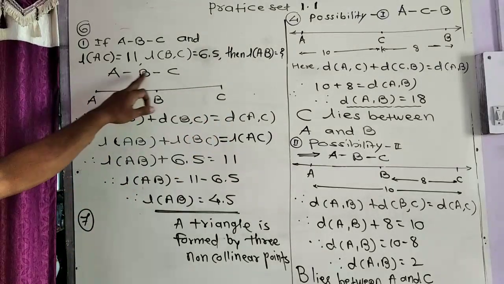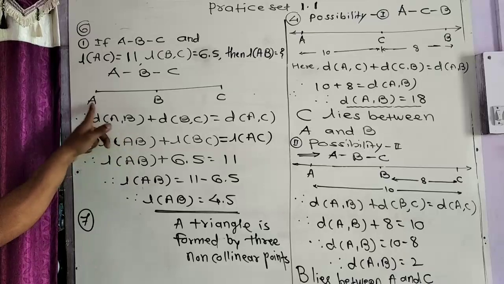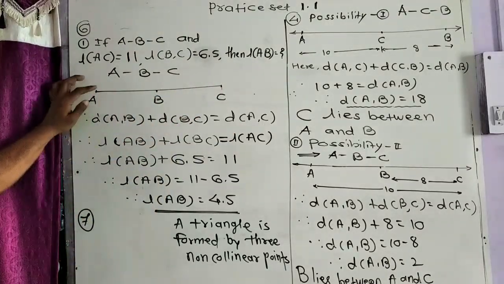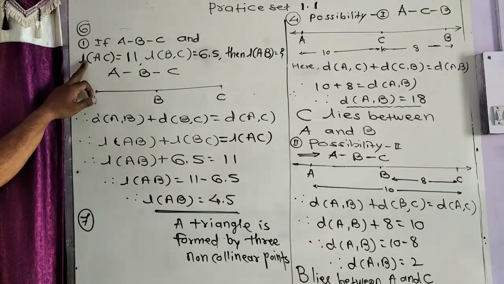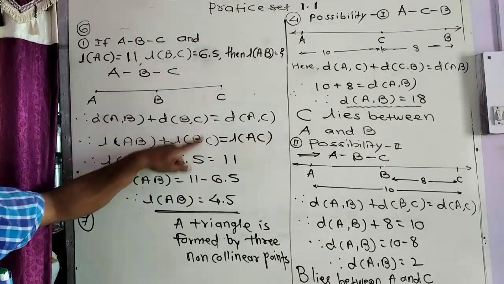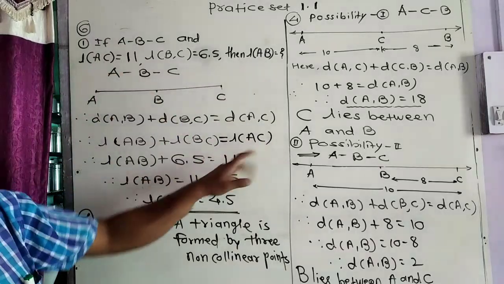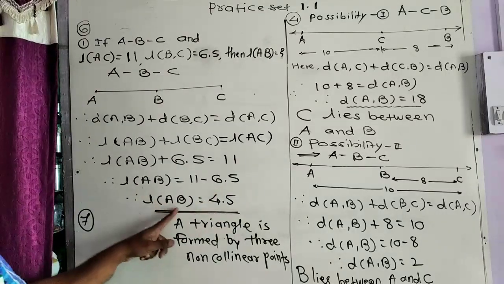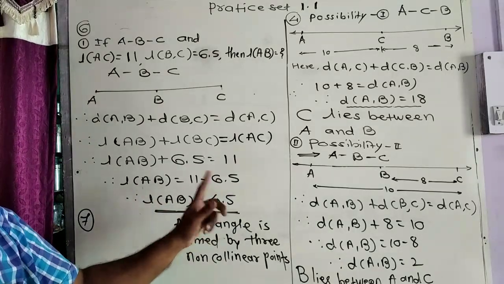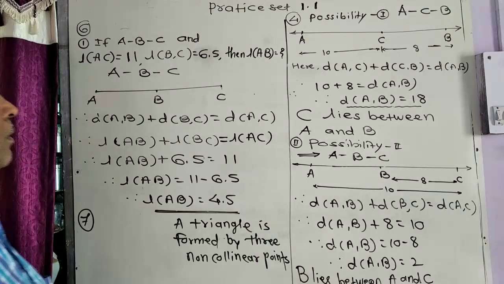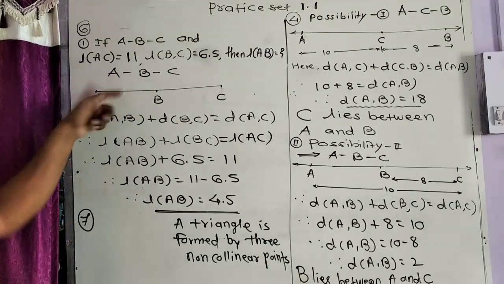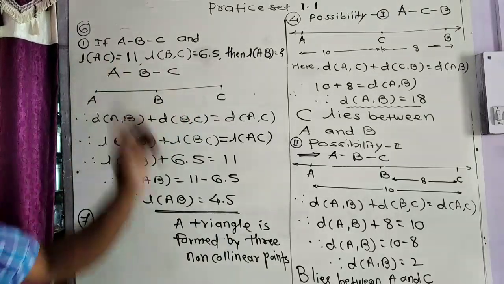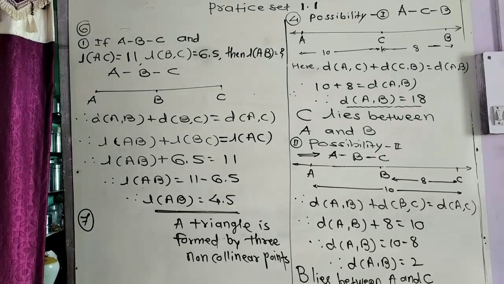If A-B-C, then we write distance AB plus distance BC is equal to distance AC. Distance AB is not given in this example, plus distance BC is given 6.5, is equal to distance AC, which is given 11. Subtracting 6.5, we get the length of segment AB, or distance AB, equal to 4.5. In this way, from the given information we have sketched the figure. If we consider A-B-C, then this is a sketch of the given information that A, B, C are on the same line.